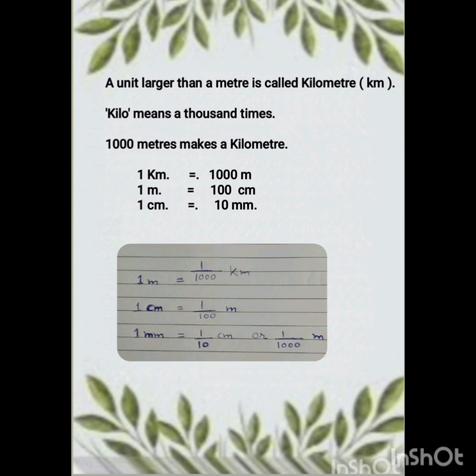We can sum up all that we have learned as follows. 1 kilometer equals 1,000 meters. 1 meter equals 100 centimeters. And 1 centimeter equals 10 millimeters.